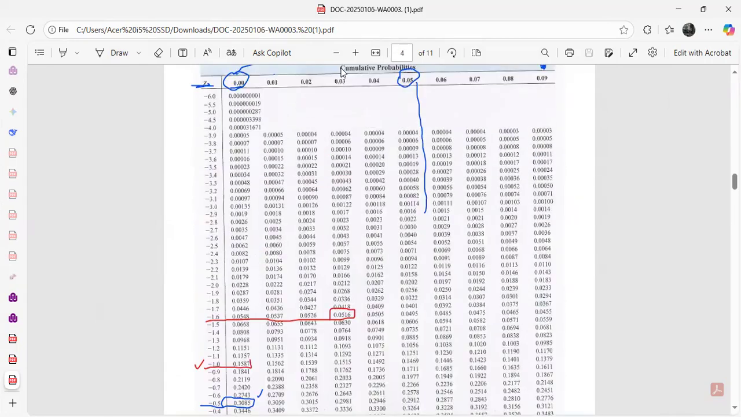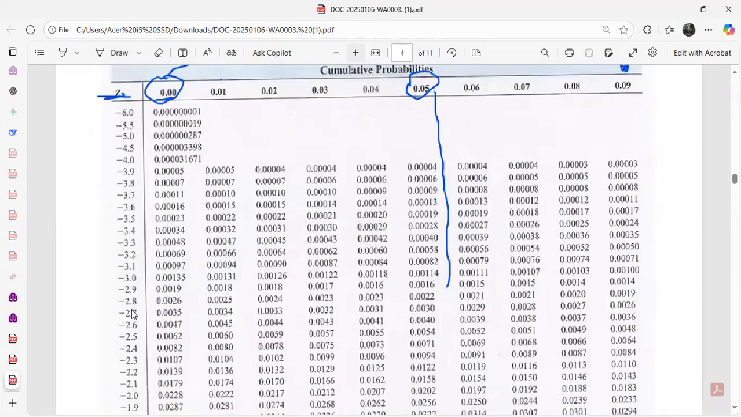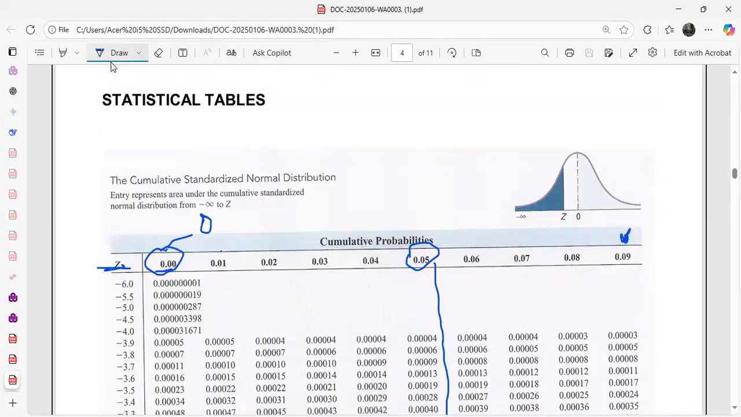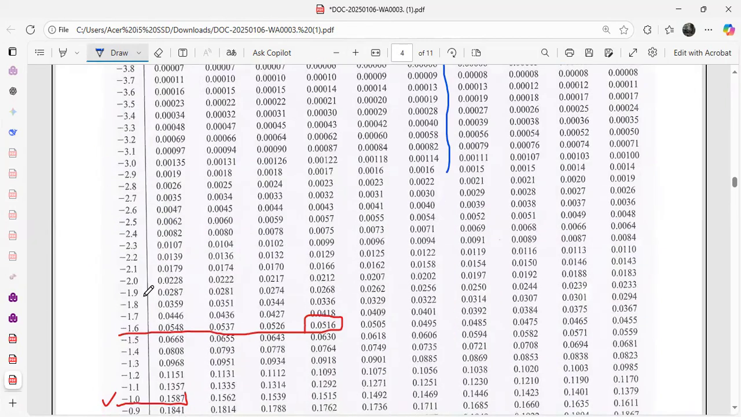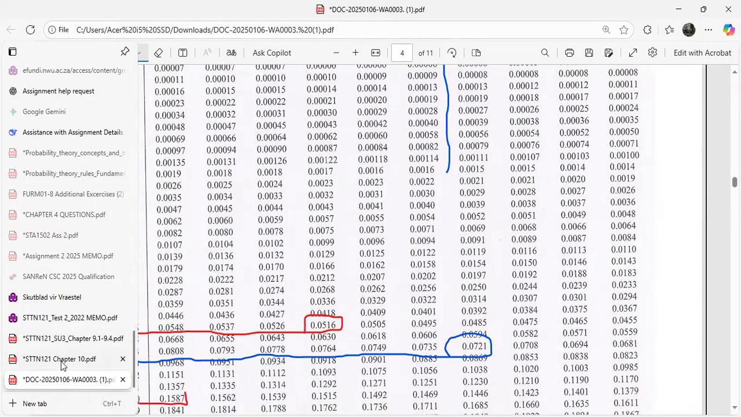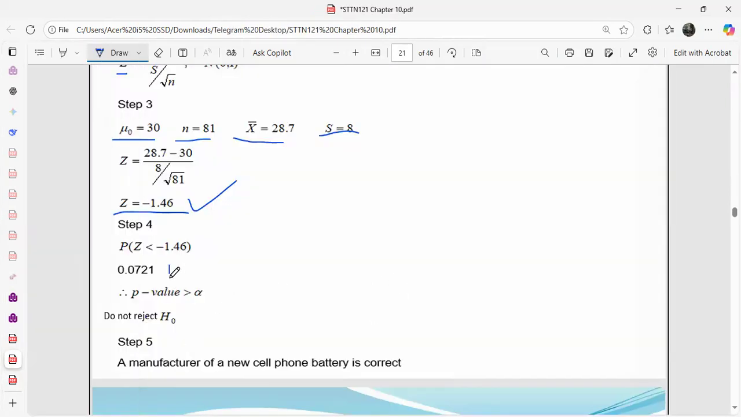-1.46. So the last digit 6, you divide it by 100, and then you go this side. And then -1.4, you go this side, and you go here. And 0.0721, where is it? Here it is. And you're done.